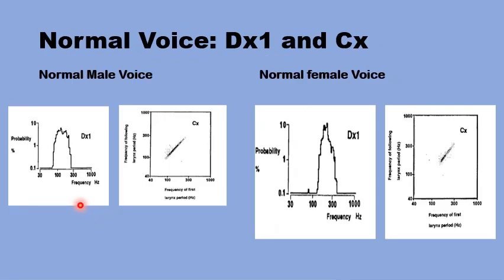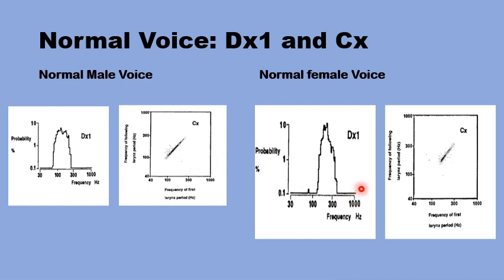Now this is to sum up how the graphs for a normal male voice and a normal female voice would look like. If it is the histogram of the speech fundamental frequency, you would see a central tendency here somewhere just more than 100 Hertz, and you would see in the scatter plot that most of the points are around the diagonal, indicating minimum cycle to cycle changes in the fundamental frequency.